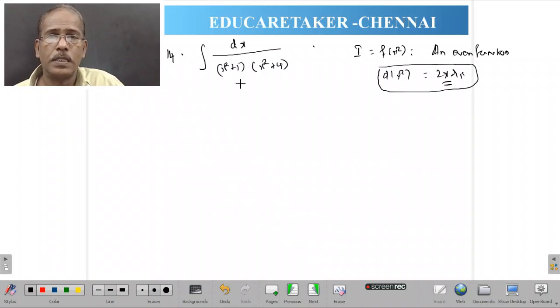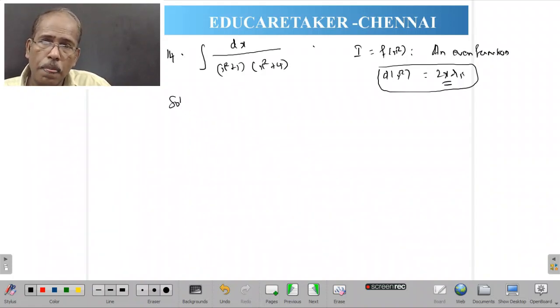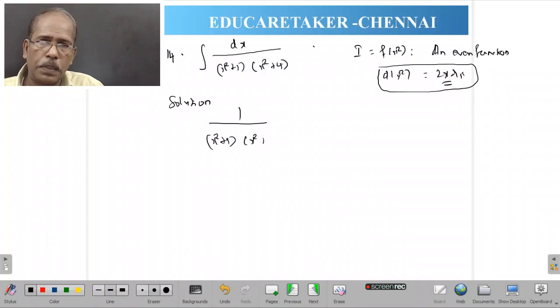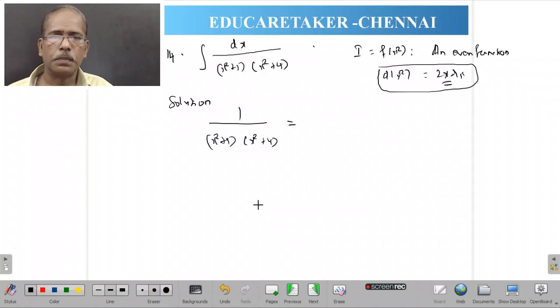We should try to adjust in terms of x square, or substitute x square equal to some u or v, complete your partial fraction, recover the original variable, then integrate. Okay, but this is an easy type of question. Why am I saying that? 1 by x square plus 1 into x square plus 4, by the difference method, it can be adjusted.